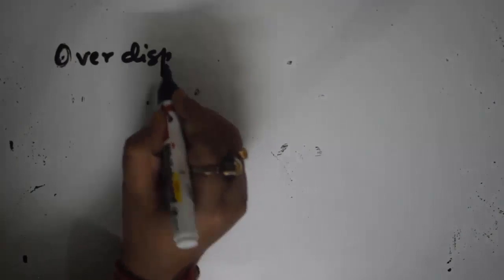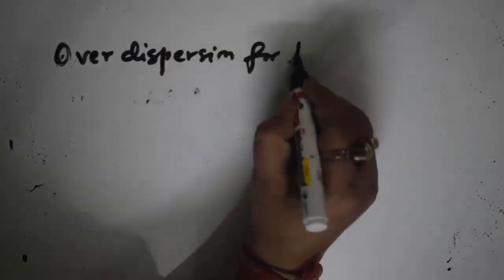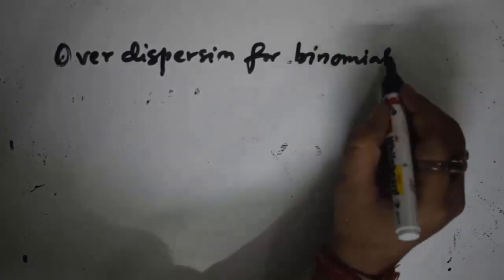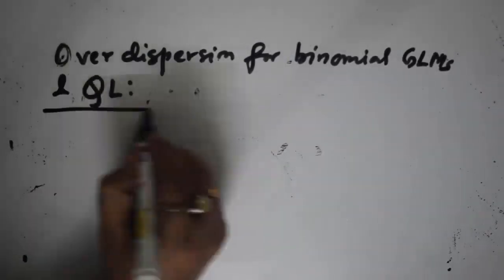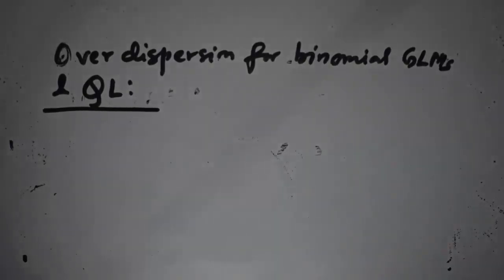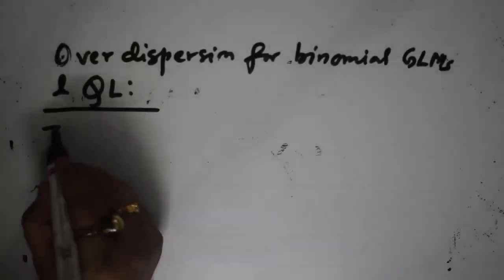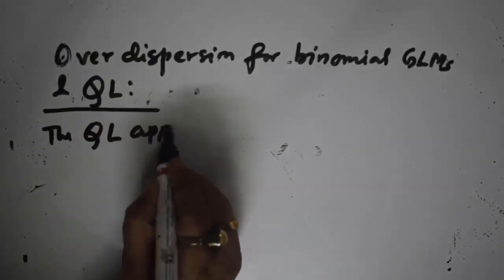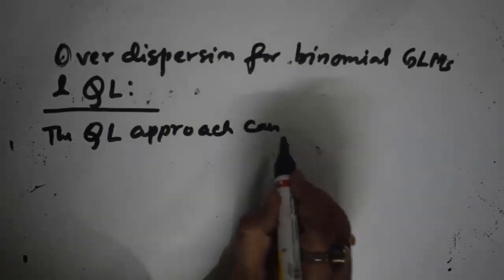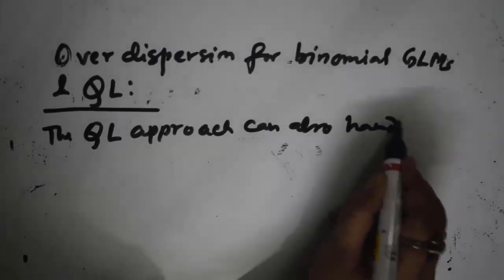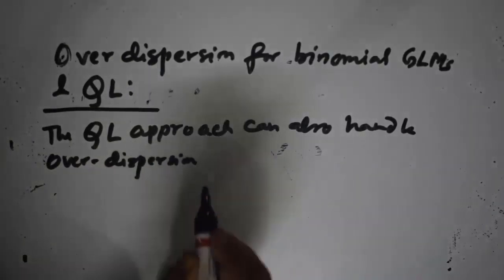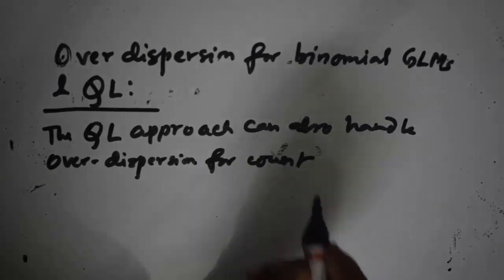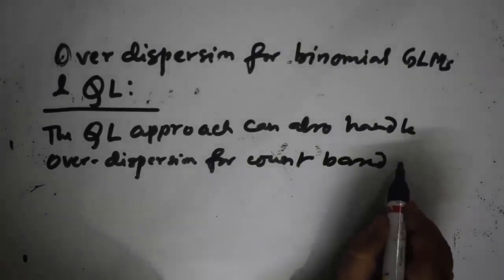Overdispersion for binomial GLMs and quasi-likelihood. The quasi-likelihood approach can also handle overdispersion for count-based or binomial data.